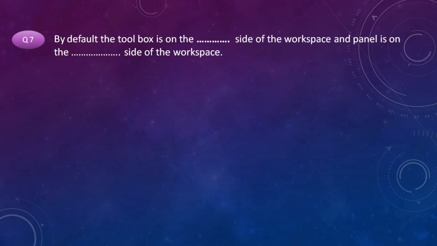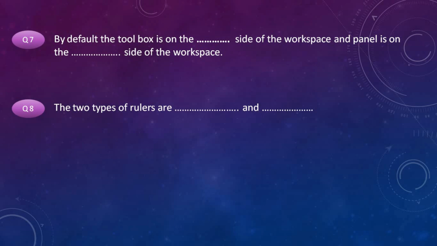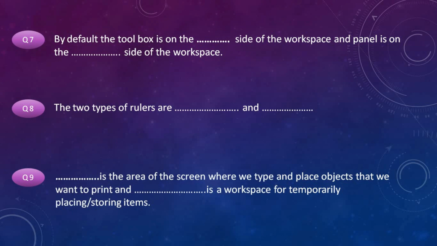Next question. By default, the toolbox is on the Dash side of the workspace and panel is on the Dash side of the workspace. The two types of rulers are Dash and Dash. Dash is the area of the screen where we type and place objects that we want to print. And Dash is a workspace for temporarily placing or storing items.